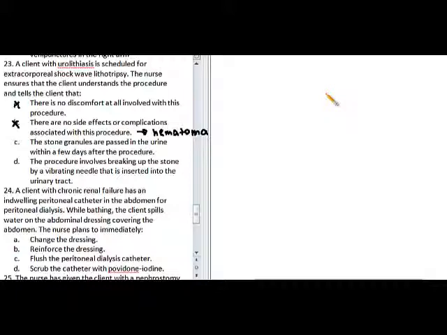C. Stone granules are passed in the urine within few days. Or D. Procedure involves breaking up the stone by a vibrating needle that is inserted into the urinary tract. This is wrong because this procedure is non-invasive. Therefore, the best answer here is letter C. This is true and accurate about this procedure.